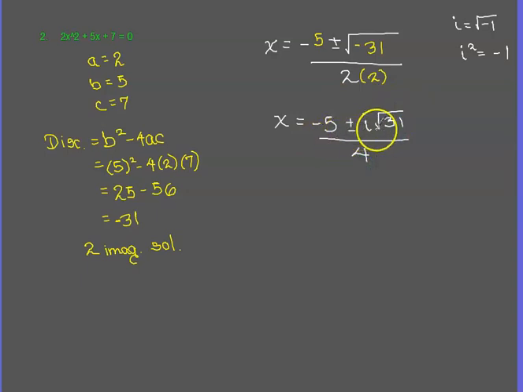So I can't add a real and an imaginary number together because they're not like terms at all. So that means that my two answers are negative 5 plus i square root of 31 all over 4, and the second answer is negative 5 minus i square root of 31 all over 4. So these are my two answers. And that's it. I hope this helps.